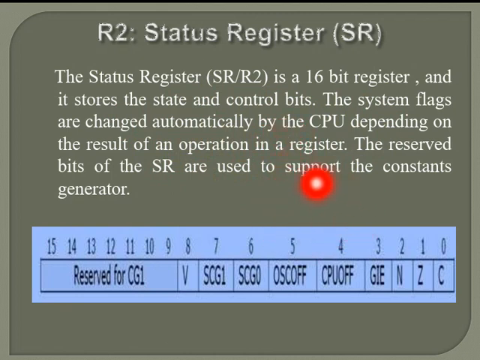These system flags are changed automatically by the CPU depending upon the result of the operation in your register. The reserved bits of the SR are used for supporting your constant generators.